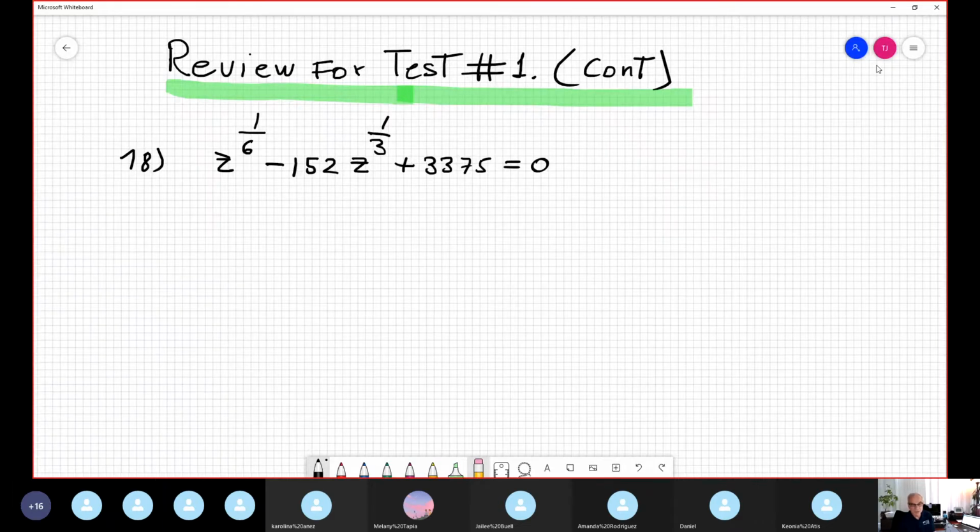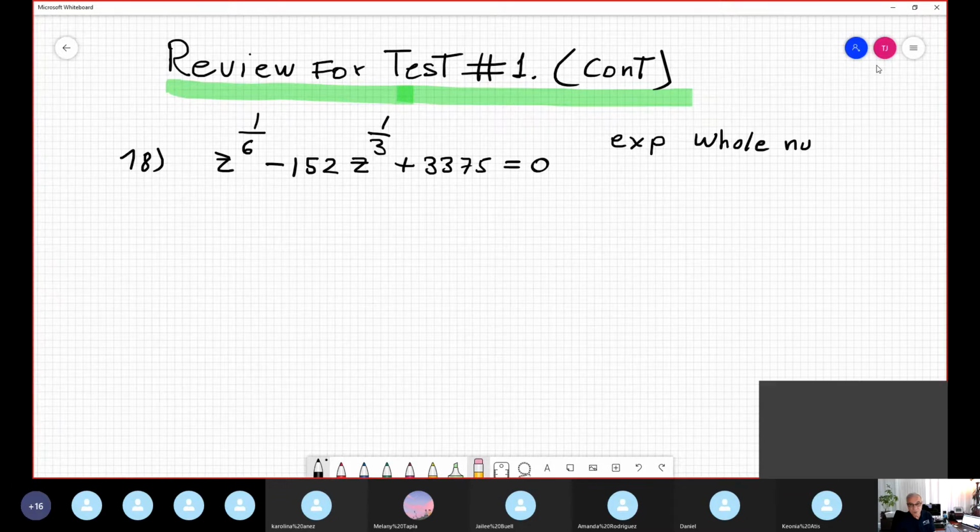Okay, I modify here. You don't think whole numbers? So the most important characteristic to identify a polynomial is that the exponent belongs to the whole numbers. No fraction, no decimal.